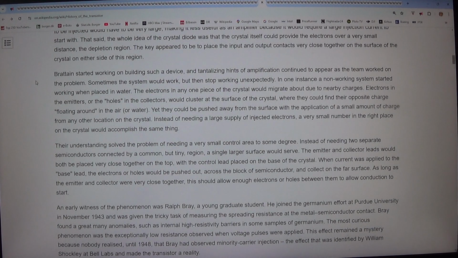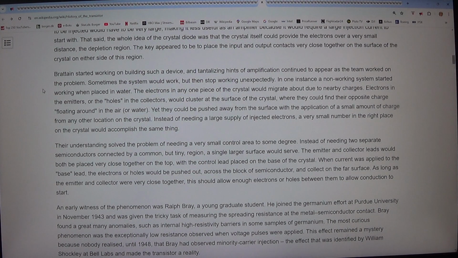Brattain started working on building such a device, and tantalizing hints of amplification continued to appear as the team worked on the problem. Sometimes the system would work, but then stop working unexpectedly. In one instance, a non-working system started working when placed in water.